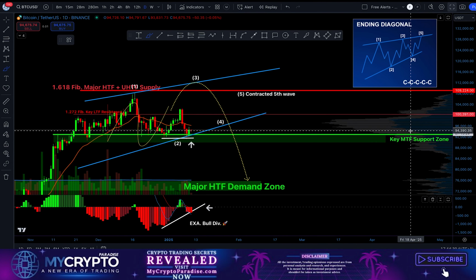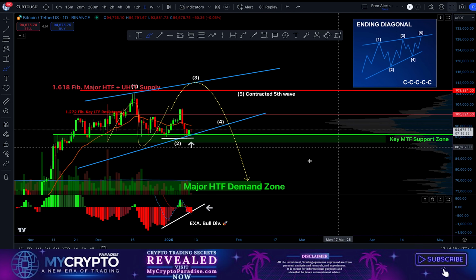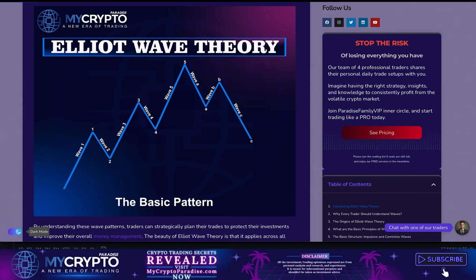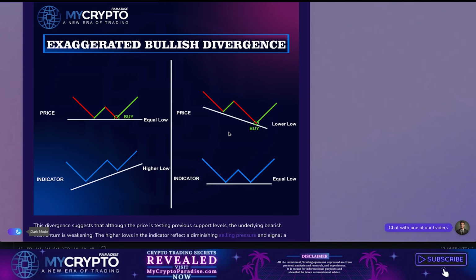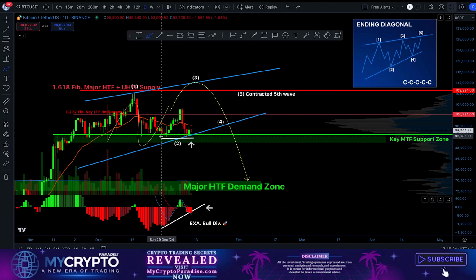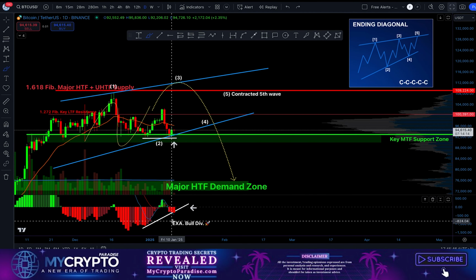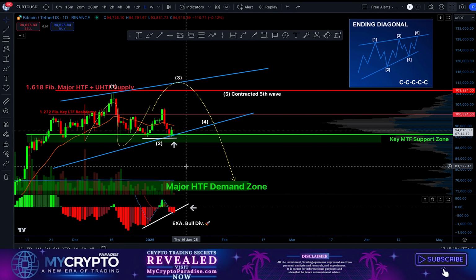So not only are we at this key medium time frame support zone, but we also have an exaggerated bullish divergence on the MACD oscillator. As you know, the exaggerated bullish divergence means that the selling pressure is being absorbed and the bears are losing strength, and usually this is the time to buy, when the price is making equal lows but the indicator is making a higher low. We have formed equal lows at around $92,000, but the MACD indicator is making a higher low. That is a textbook example of how exaggerated bullish divergence looks.